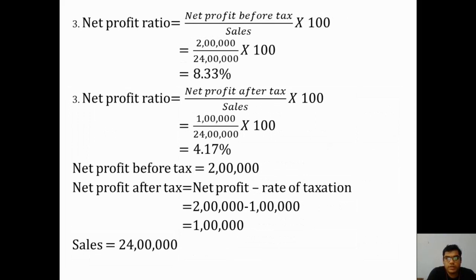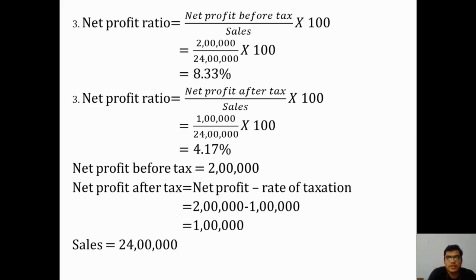Next, net profit ratio. Here we have calculated net profit in both ways, that is net profit before tax as well as net profit after tax. Let us see one by one. Net profit before tax, it is clearly mentioned, is 2 lakh rupees. 2 lakh divided by sales 24 lakh into 100, the answer will be 8.33%. This is before deduction of the tax.